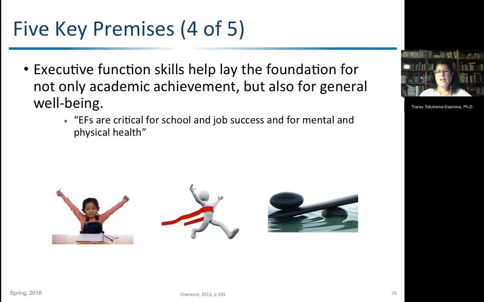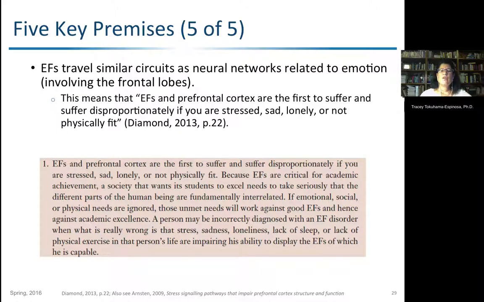And executive function skills may lay the foundation for not only academic achievement, but also for general well-being. As we saw in these long-term studies by Duckworth and colleagues, Moffitt, executive functions are critical for school and job success and for mental and physical health. And the fifth point is that executive functions travel similar circuits in the brain related to emotional processing, which is related to the frontal lobe, as we talked about last week when we discussed affective neuroscience. This means that executive functions and the prefrontal cortex are the first to suffer, and suffer disproportionately, if you are stressed, sad, lonely, or not physically fit. So your ability to do higher order thinking is compromised when you are emotionally stressed.